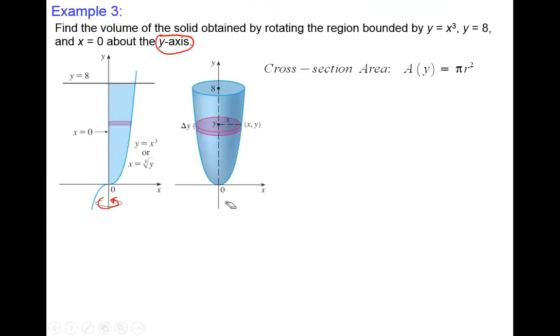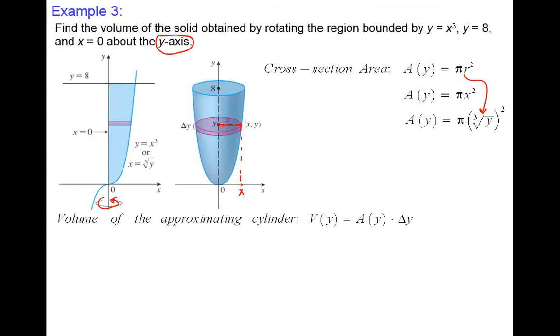That means the cross-sectional area is still a circle, pi r squared, but now I need my radius in terms of y. This is the x distance, because it's just the x value. And I have to take this equation, y equals x cubed, and solve for x. That means it will be cube root of y. That's the radius. And it's squared. Don't worry about this one because I'm just writing one of them. We need to jump right away to here.